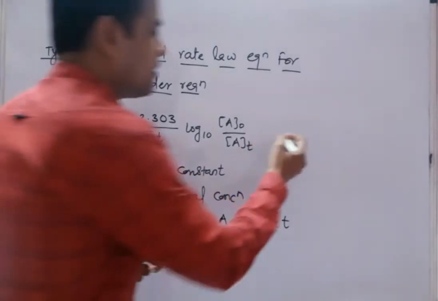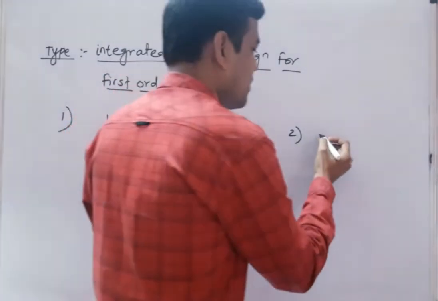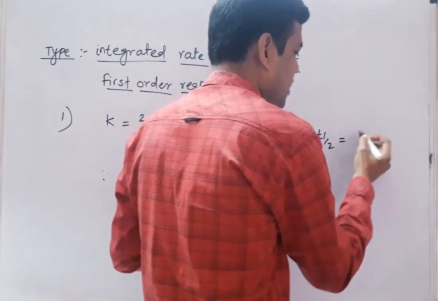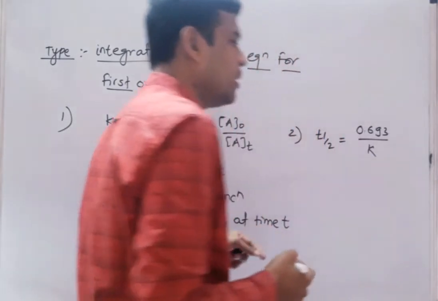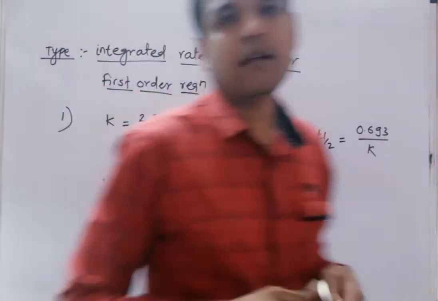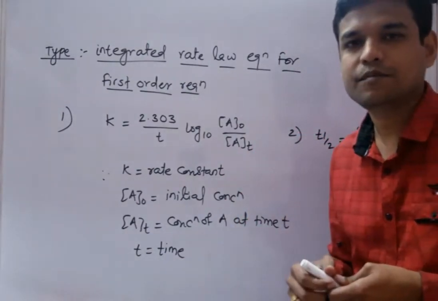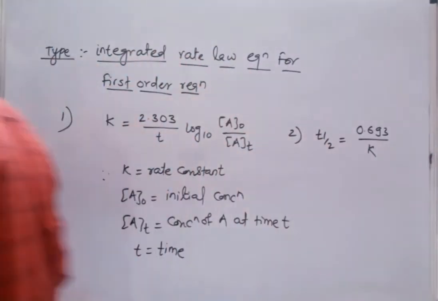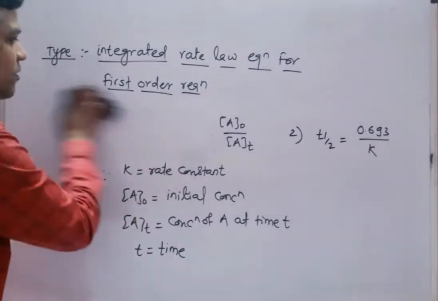Also we will see the second formula on this type. The second formula is t half. T half for first order reaction is 0.693 upon K. Remember this formula also. On this formula we are going to see the numericals. Okay, very simple. So take down the formula first, then we will see the numericals.